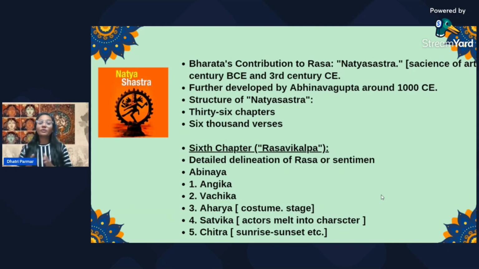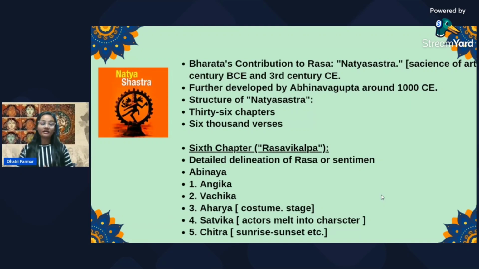Abhinav Gupta's Dhvanyaloka is a work that once again gave importance to Bharata's Natya Shastra. It is divided into 36 chapters and 6,000 verses. In its sixth chapter, named Rasa Vikalpa, there is a detailed delineation of rasas or sentiments. In the Nataka, there is Abhinaya. There are five kinds of Abhinaya in Nataka.